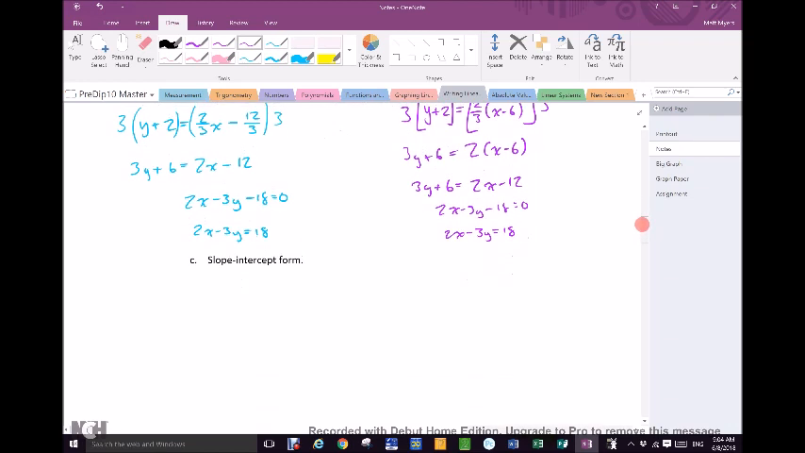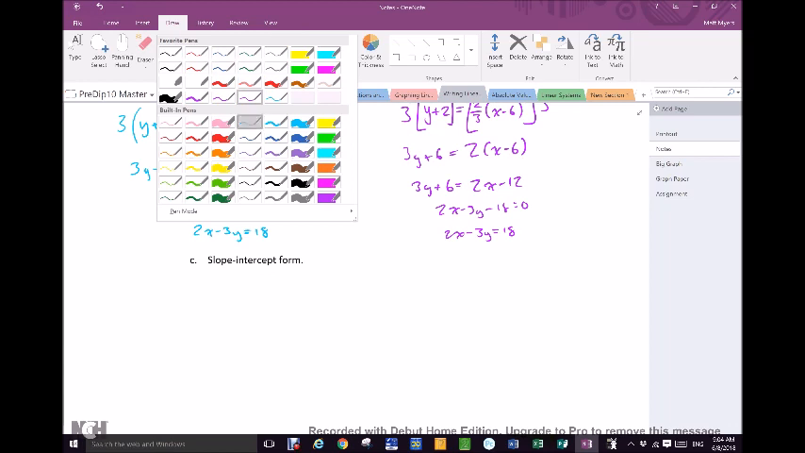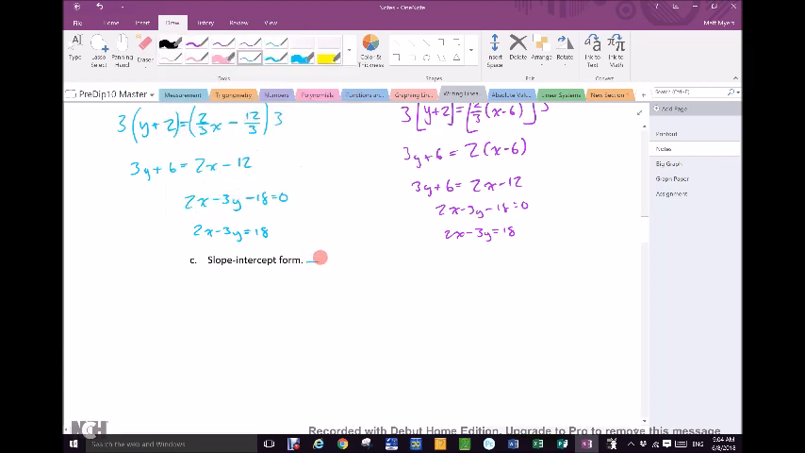Okay. And then finally, slope-intercept form means what am I doing to y? Isolate it. I want y to be alone. 2x minus 3y equals 18. 2x minus 18 equals 3y. 2/3 x minus 6 equals y. Is everybody good?